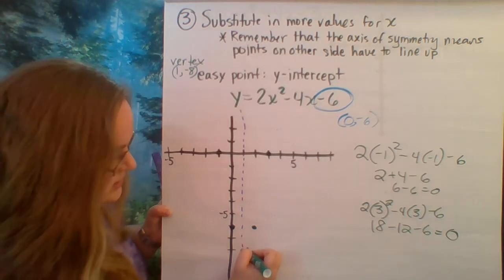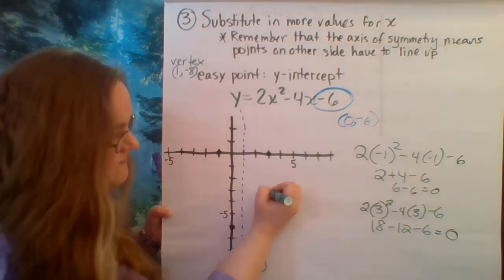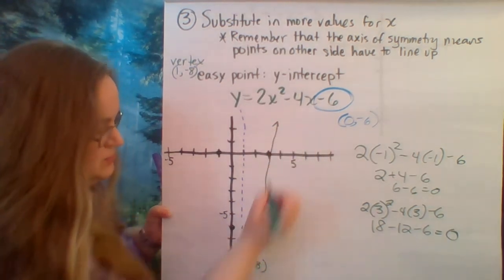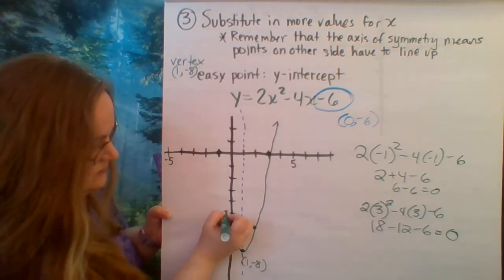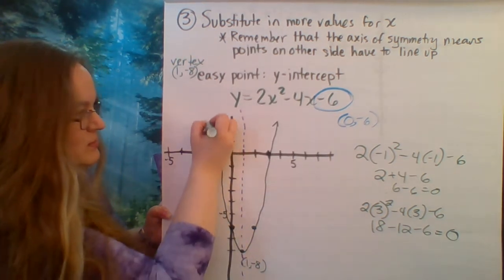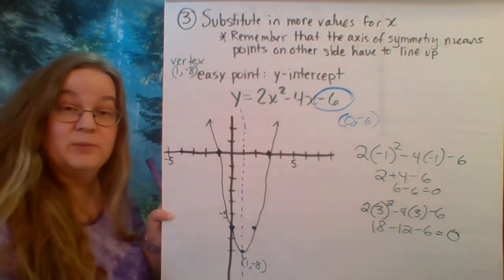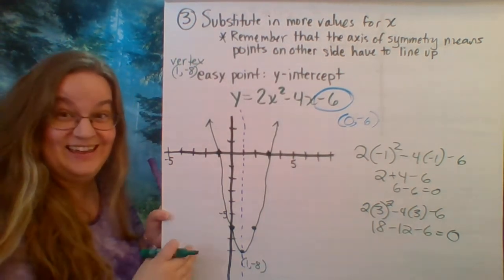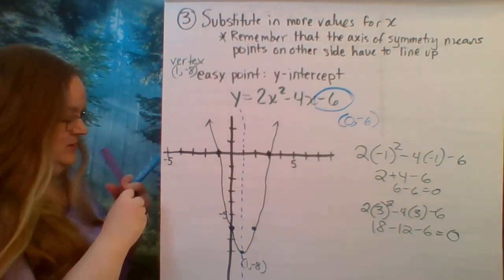And then I'm just going to sketch my graph, trying to go through those points, which again, it's never going to be perfect, but the graph of my parabola would look something like that. Let's look at one more example.